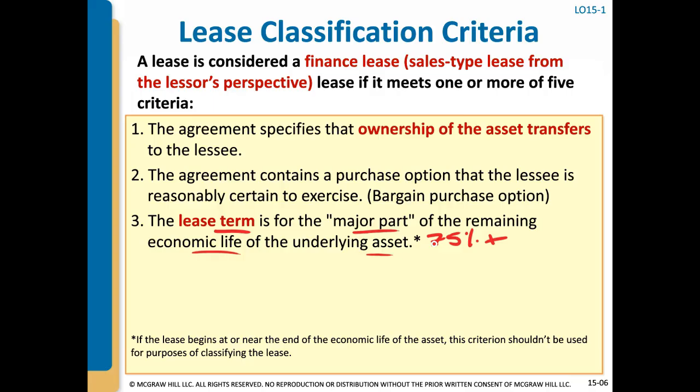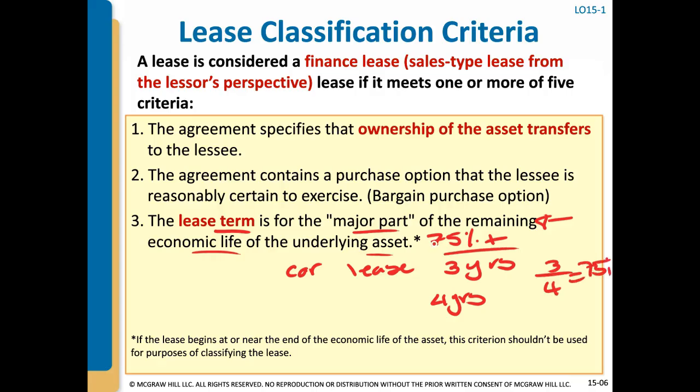Let's take the example of me leasing a car again. My lease term for the car is 3 years. And the car's remaining economic life, so it's not its total economic life, it's just the remaining part at the time that I leased the car, is 4 years, because I leased this car new. I take 3 divided by 4, and it's 75%.